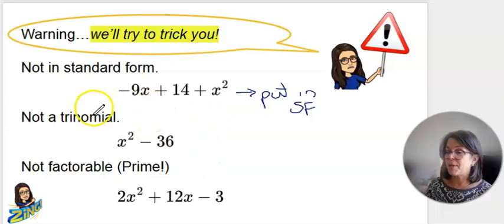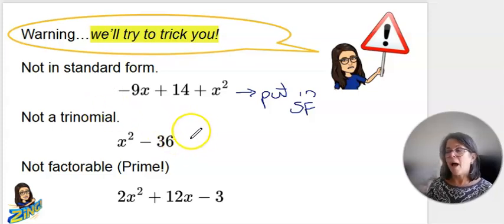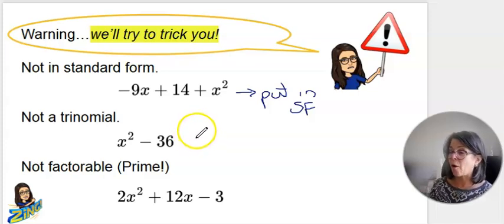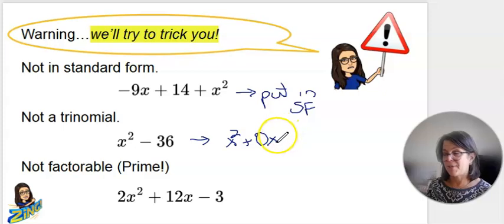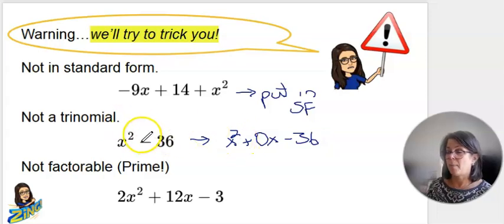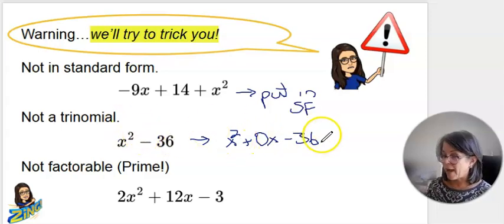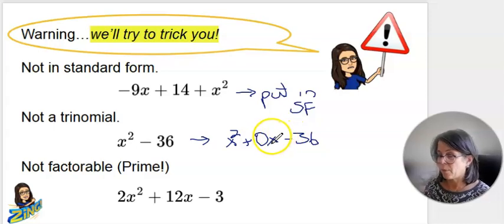The second is sometimes it's not a trinomial. If it's not a trinomial, I'm going to show you some special case tricks later, but for now, make it a trinomial. What's missing is the x term, right? So if you rewrite it with a 0x, remember 0 times x is 0. So we're not changing the value of this expression. So it's a valid thing to just put a 0 in where the term that's missing is.